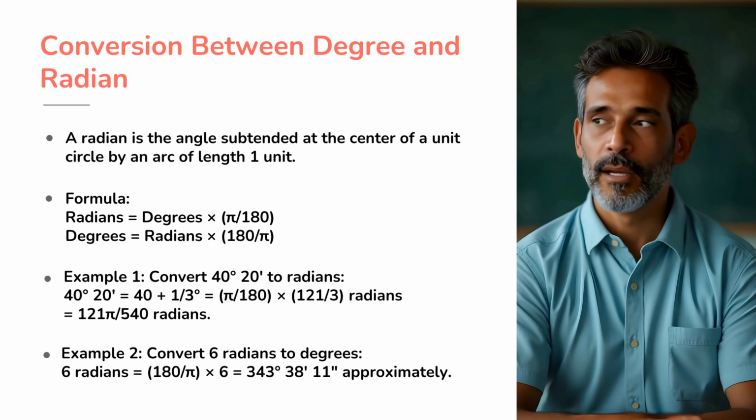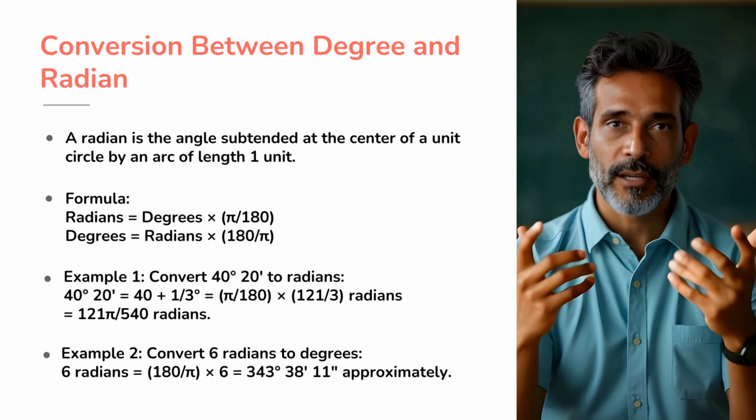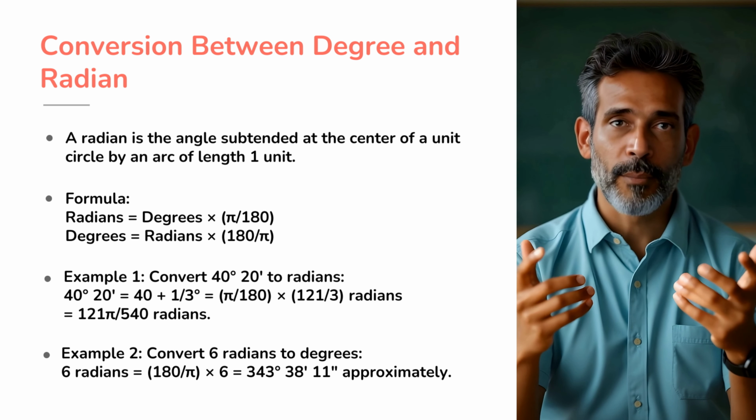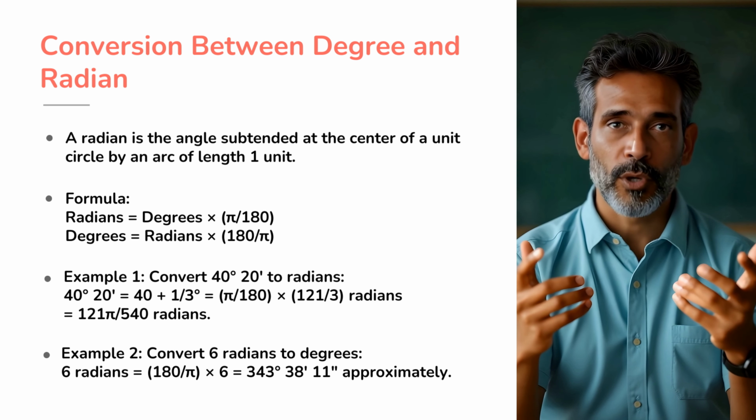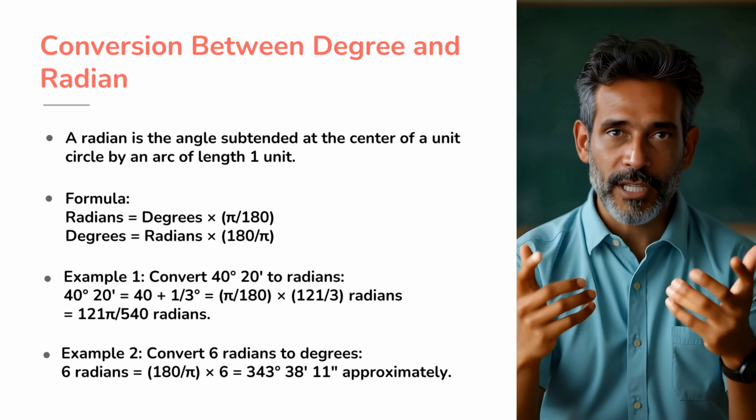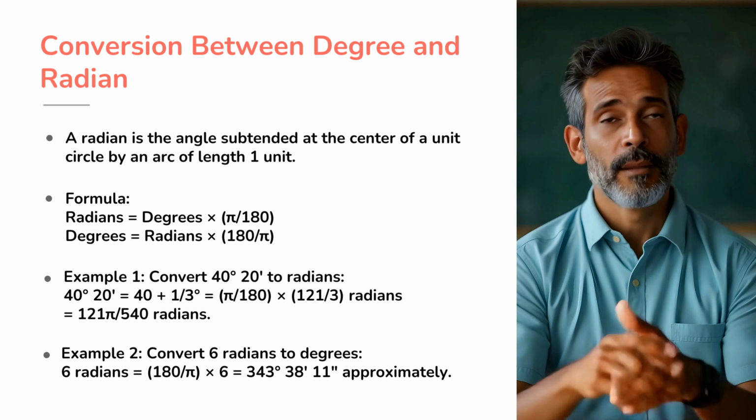Another example, convert 6 radians to degrees. Using the formula, we multiply 6 radians by 180 divided by pi, which gives us 343 degrees 38 minutes 11 seconds.